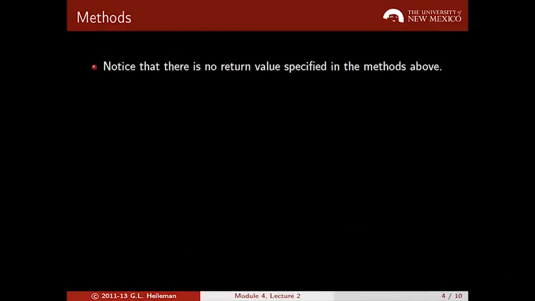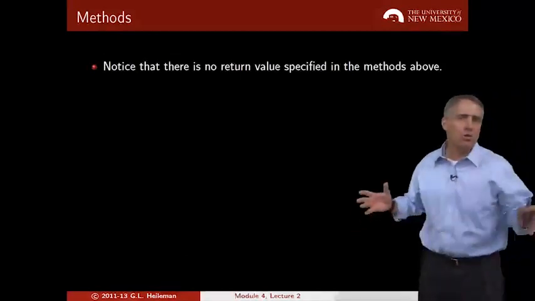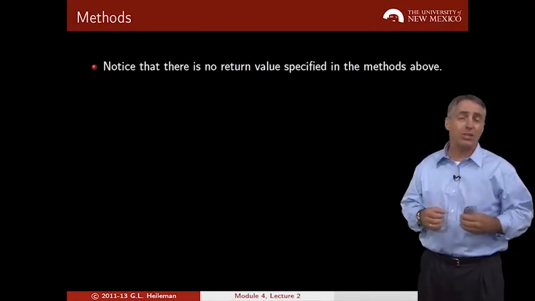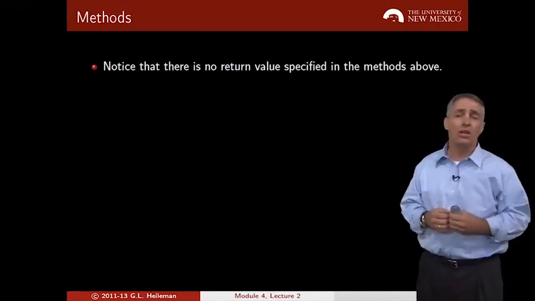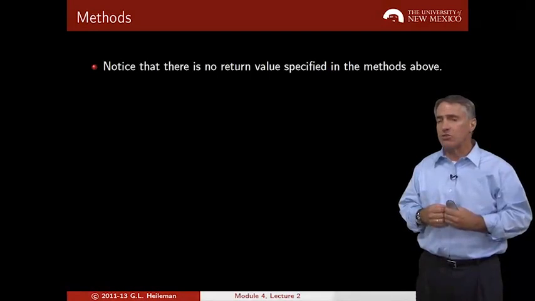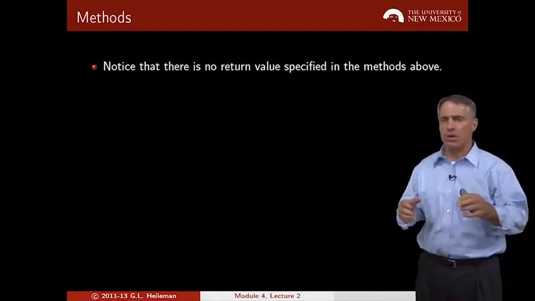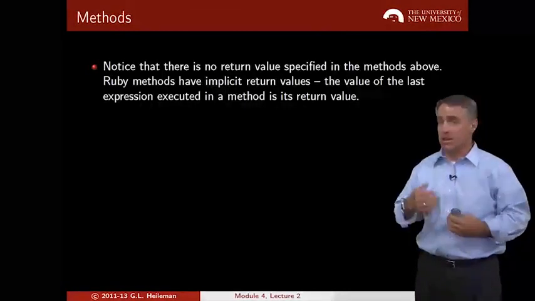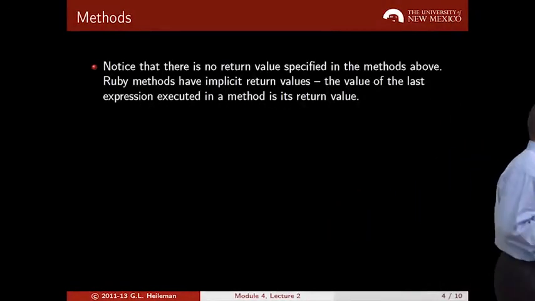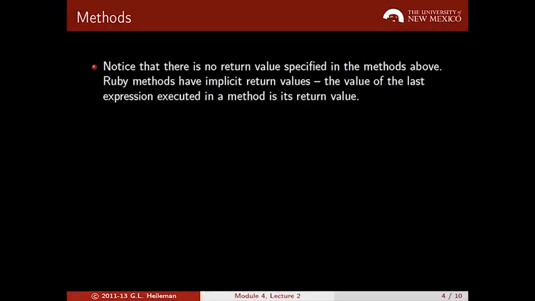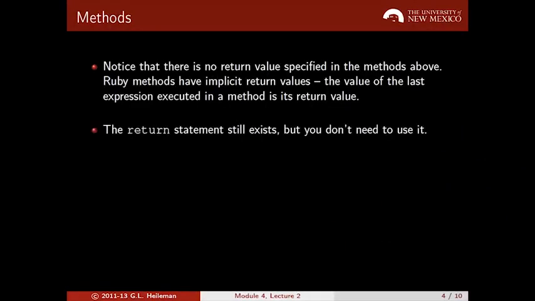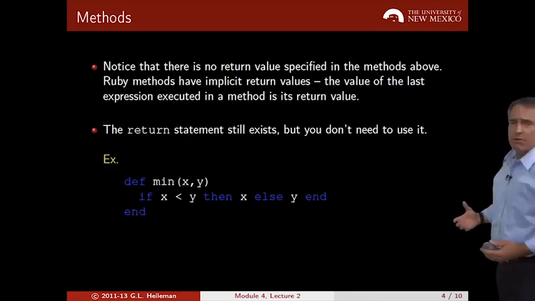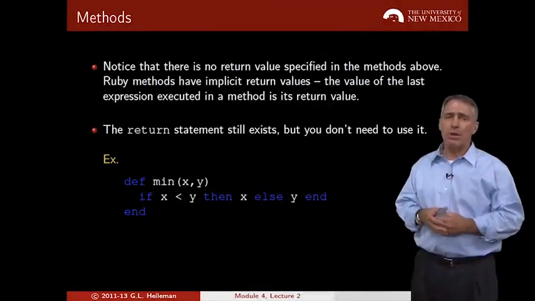Now the other thing that you should notice, maybe by looking at your Rails application already, is that there's no return value specified in these methods, or in the methods you see in Rails. Simply the last thing that's executed in a method is the thing that's returned. That's all there is to it. So you don't need to use the return keyword. In spite of that, there is a return statement that you can use if you really feel the need to do so. So here's an example of a very short and readable method that you end up with.